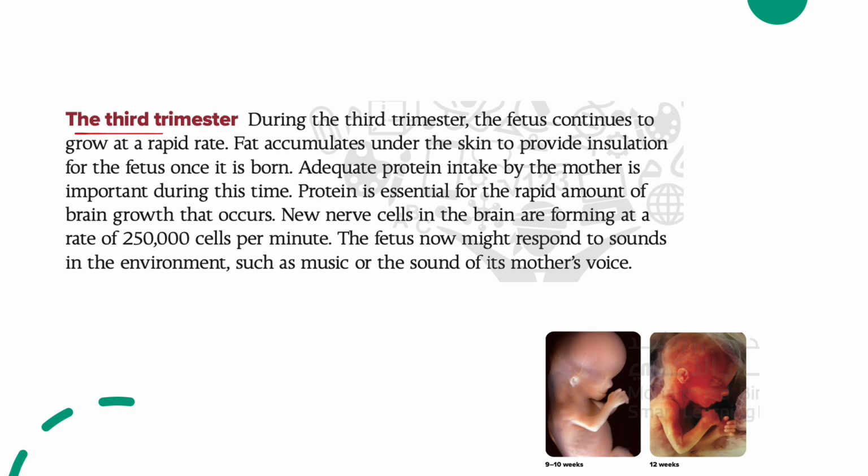Now it's the third trimester, during which two main things are happening. One is that growth is taking place at a very rapid rate, and new nerve cells are being made, like the brain development is going on, at a rate of 250,000 cells per minute. The most important thing here is that the baby can respond to the environment, such as music or the mother's voice. Because of these nerve cells, the baby can sense the changes in the environment and respond to those changes.